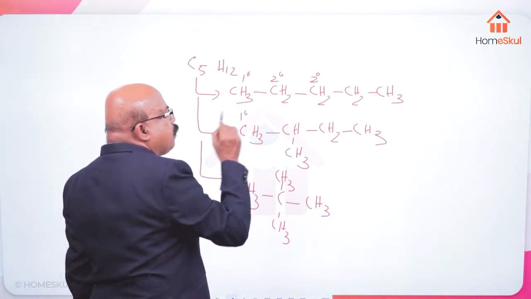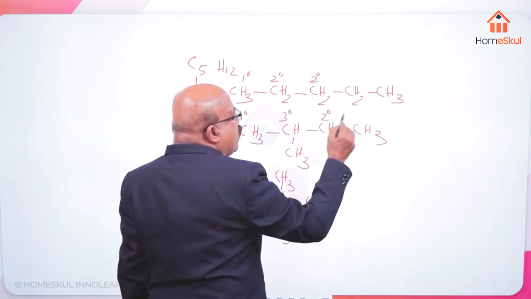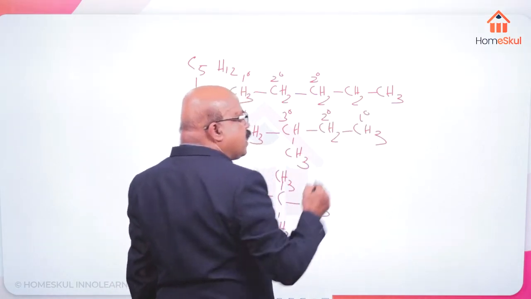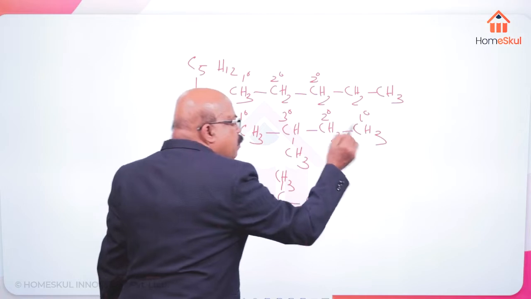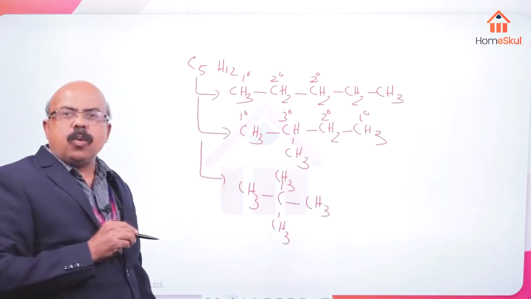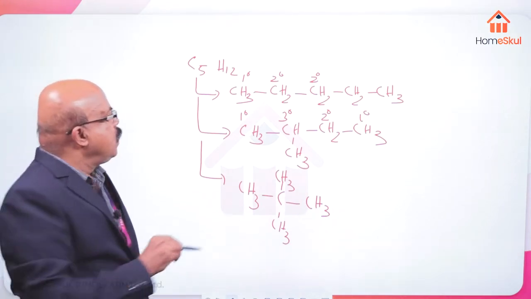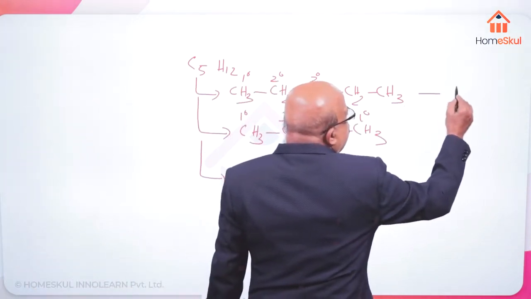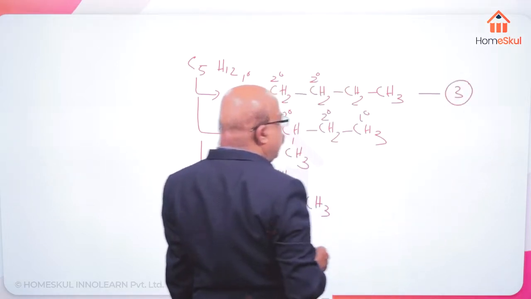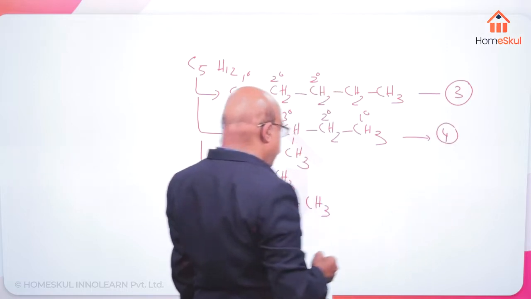Isopentane, it is primary. This is tertiary carbon. It is secondary and it is primary. This primary carbon is different. These primary hydrogens are different from this primary. So this isopentane produces 4 monochloro derivatives. Normal pentane gives 3 monochloro derivatives. Isopentane produces 4 monochloro derivatives.